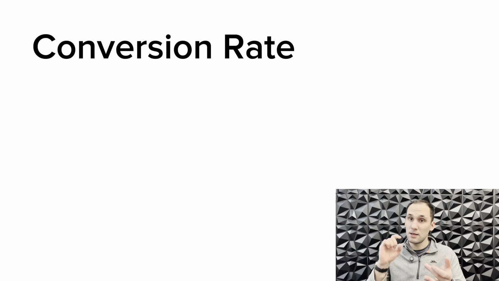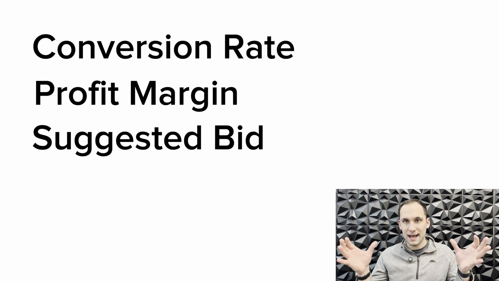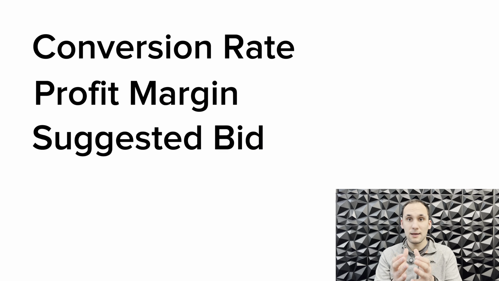If you want to be profitable, if you want to be breaking even, if you take a loss but in the long term you know you're going to make a profit, the key here always is test, and know your numbers. If you know your conversion rate, if you know your profit margin, you know the suggested bid per Amazon, that will give you a great guideline of how much it's going to cost you per click and what bid to put.